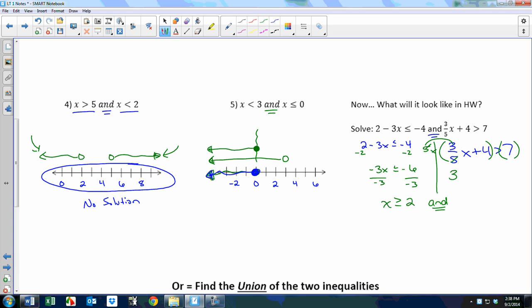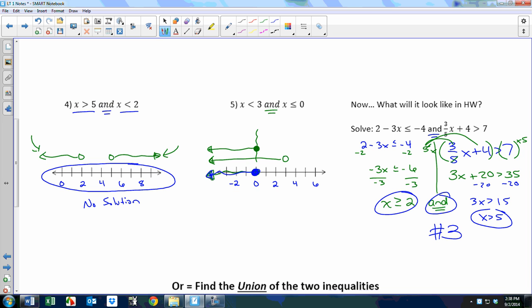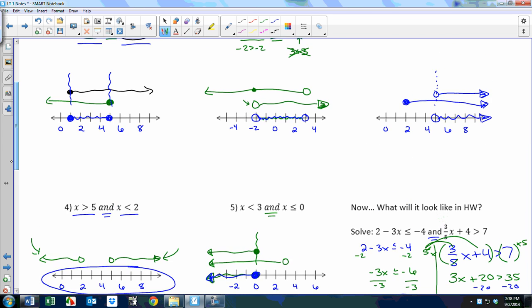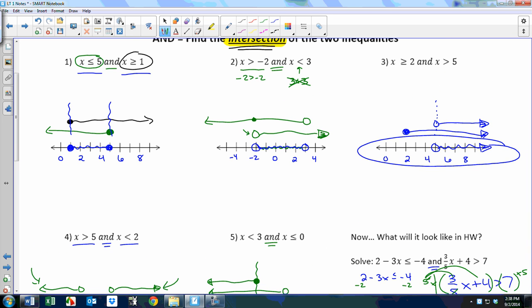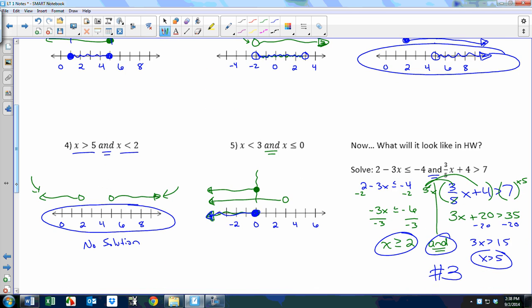Those 5's cancel. So 3x, 5 times 4 is 20, and then multiply the other side times 5, greater than 35. Then I like to solve for x from there. So that gets rid of the fractions. Subtract 20, 3x is greater than 15, divide by 3, x is greater than 5. And you'll notice that that is problem number 3. So problem number 3, that's our answer to the homework example.